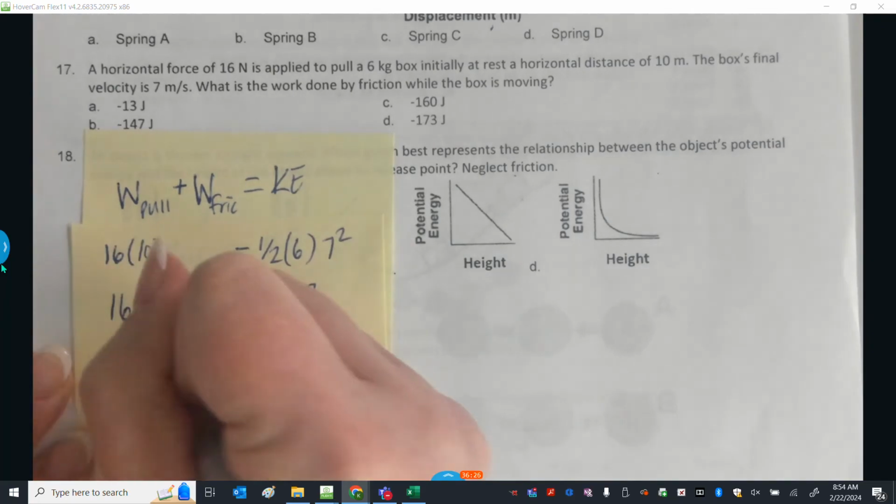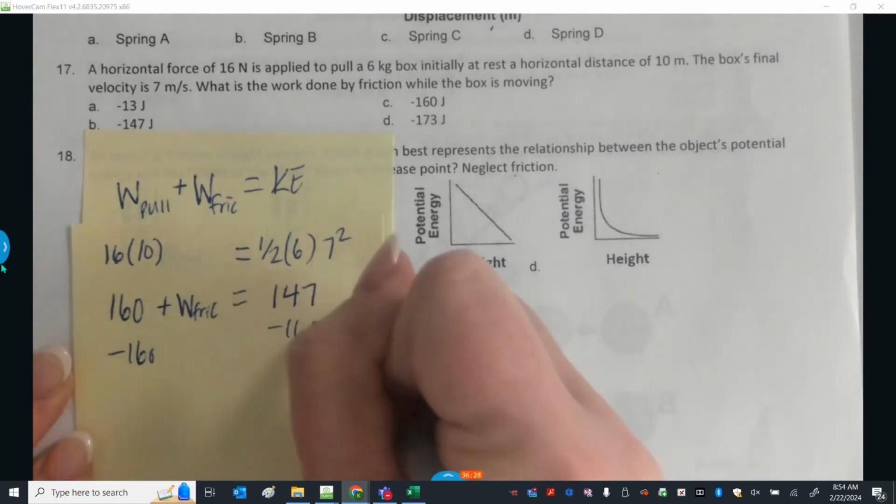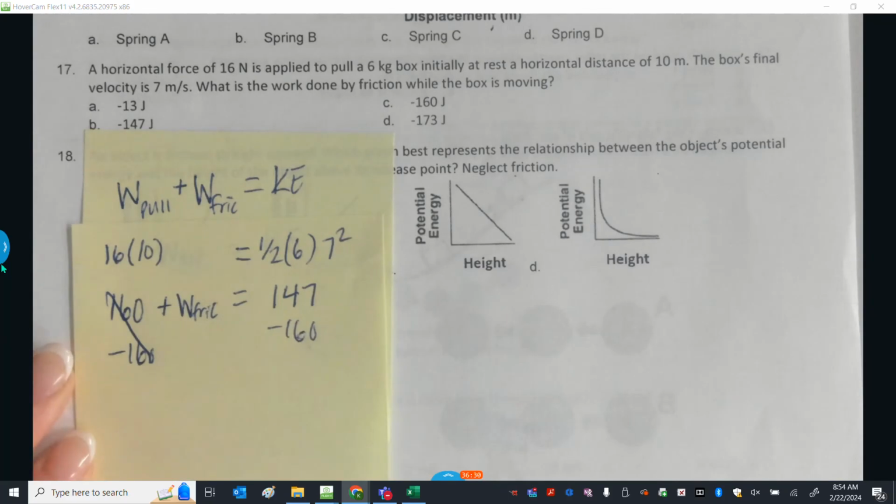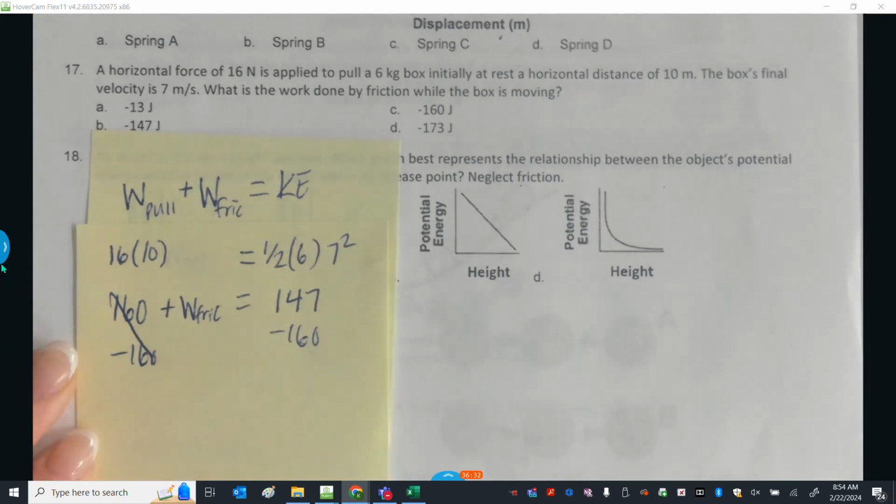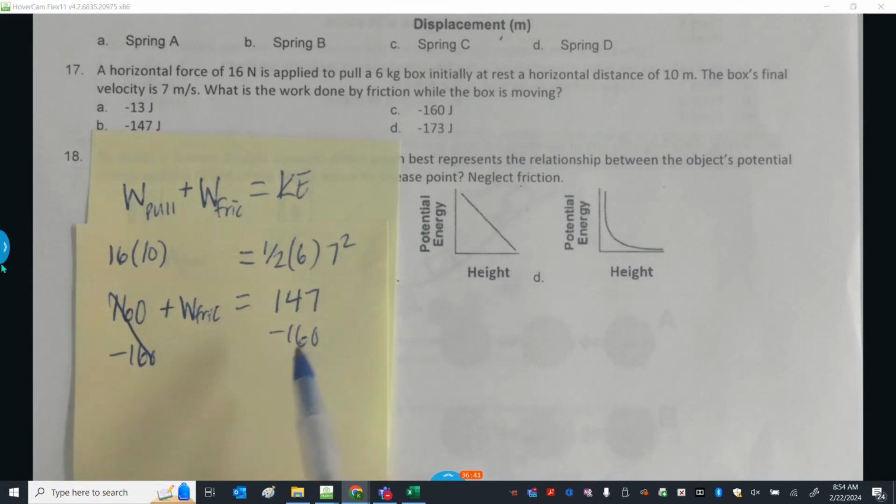Subtract 160 from both sides. That's going to tell you what your work is. It's going to be a negative number. It's supposed to be a negative number. Okay, you're losing energy from the system. The work is removing some of that energy. And so you get an answer of negative 13, which is answer choice A.